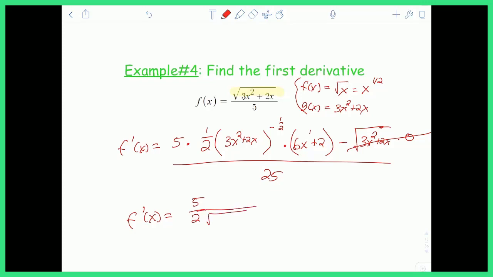So it's going to be the square root of 3x squared plus 2x. Don't know why I wrote a 2. And now that's positive because it's raised to the negative 1/2 power. And then the 6x plus 2 I'm going to put on the numerator. And then I also have a 25 on the bottom. So the 25 on the bottom I'm just going to multiply by 2 and make it a 50. And then I can simplify 5 divided by 50, and that's just going to be 1 over 10.